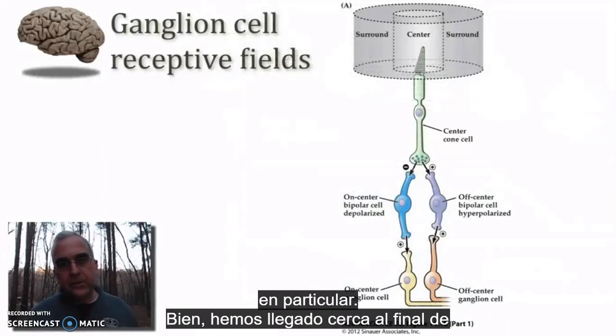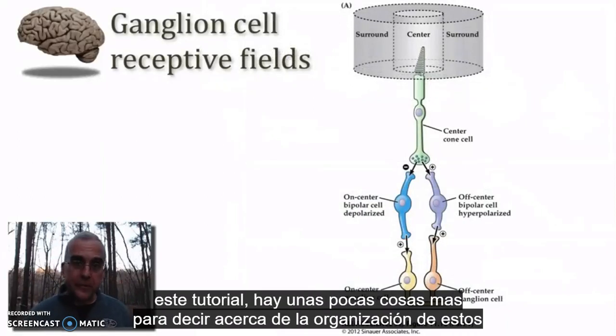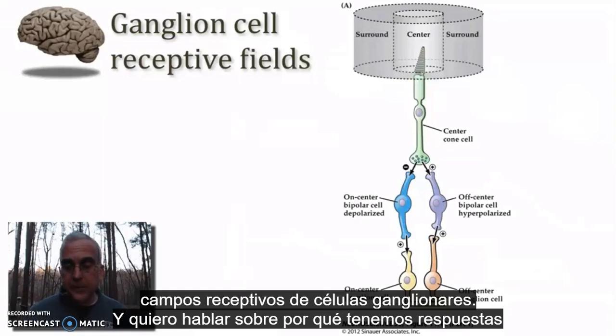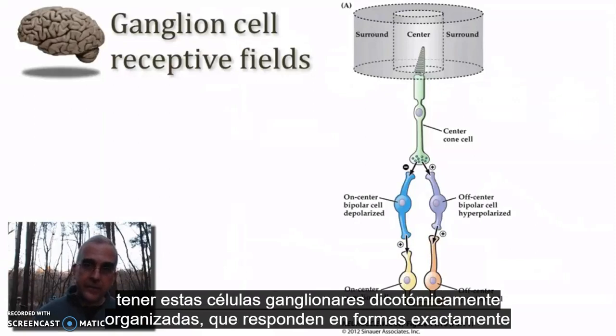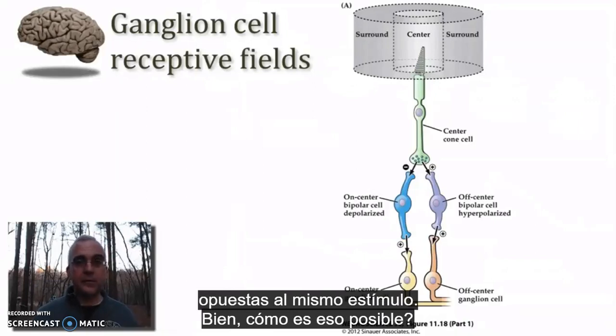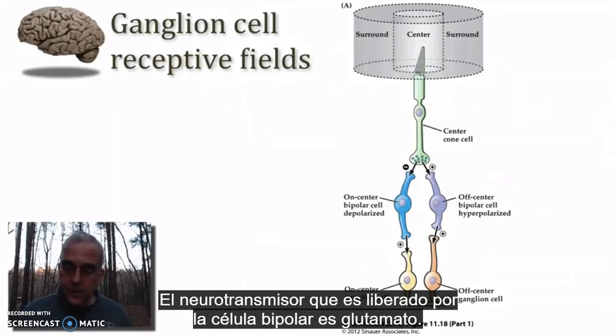Well, we're getting close to the end of this tutorial. There's a few more things to be said about the organization of these ganglion cell receptive fields. I want to address why we have on and off center responses in the first place. It does seem a bit odd that we should have these dichotomously arranged ganglion cells that respond in exactly opposite ways to the very same stimulus. Well, how is that possible?